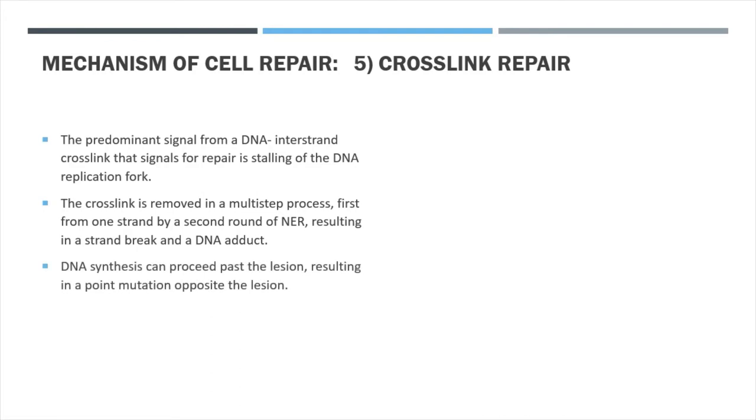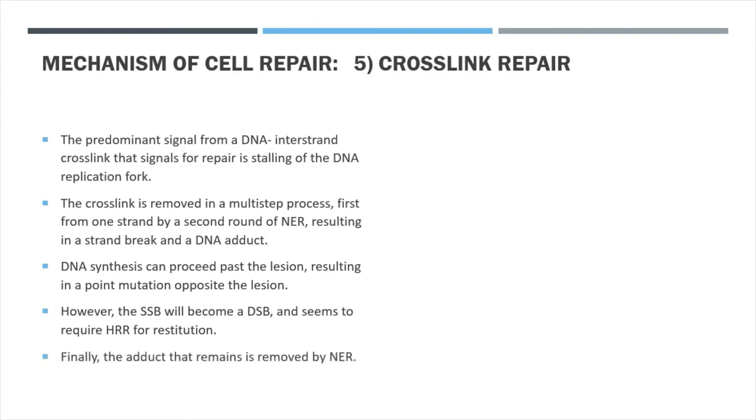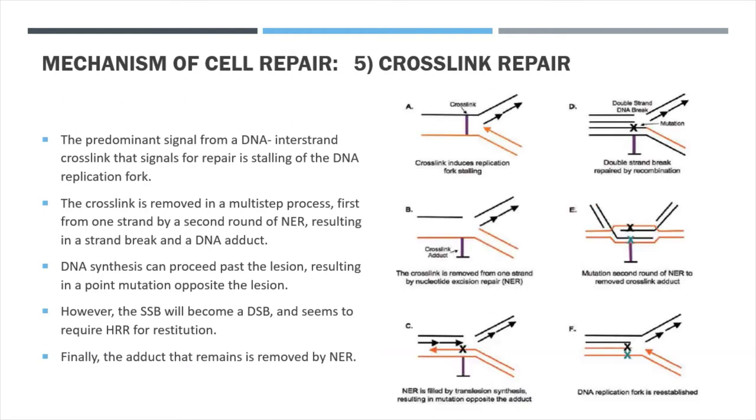DNA synthesis can be processed past the lesion, resulting in a mutation opposite to the adduct. However, the SSB, which is single-stranded break, will become a double-stranded break and seems to require HRR. Finally, the adduct that remains is removed by NER. So this is the cross-link, which induces replication fork stalling. And the cross-link is removed from the strand by nucleotide excision repair. And the third one, nucleotide excision repair is filled by translesion synthesis, resulting in mutation opposite the adduct.